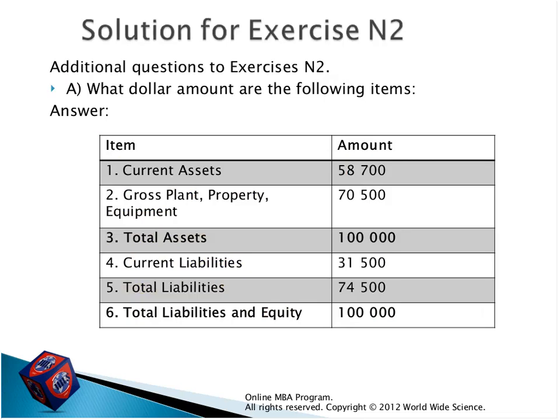So the solution for assignment A is here. Current assets equal 58,700. This is by the balance sheet, right? The gross plant property is 70,500, which gives total assets of 100,000. You remember we have a balance at 100,000. Current liabilities equal 31,500. Total liabilities equal 74,500. And the total liabilities and equity, the company's financial sources, equal 100,000. So this is what we should do on assignment A.